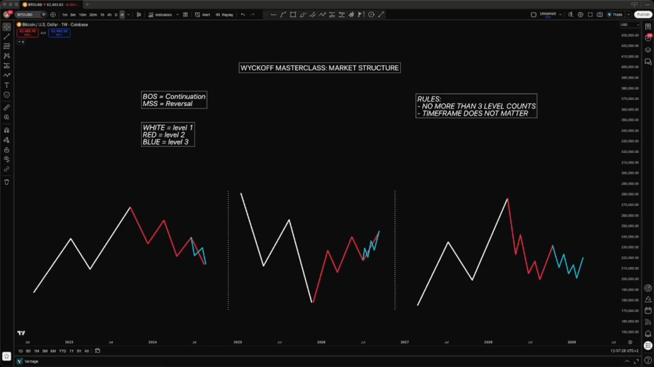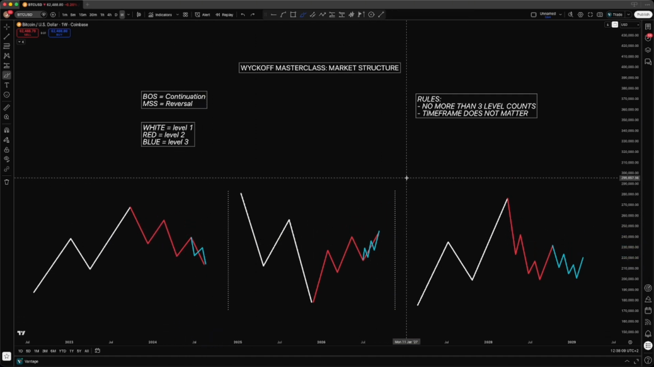Let's first off start with the terms, because everybody names it different, but for me a BOS means a break of structure, and that will mean that we break the structure and the price tends to go in the trending direction. If we talk about a MSS or a market structure shift, I am talking about a possible reversal. Also, we did color code our levels. I will always use white for level 1, red for level 2 and blue for level 3.